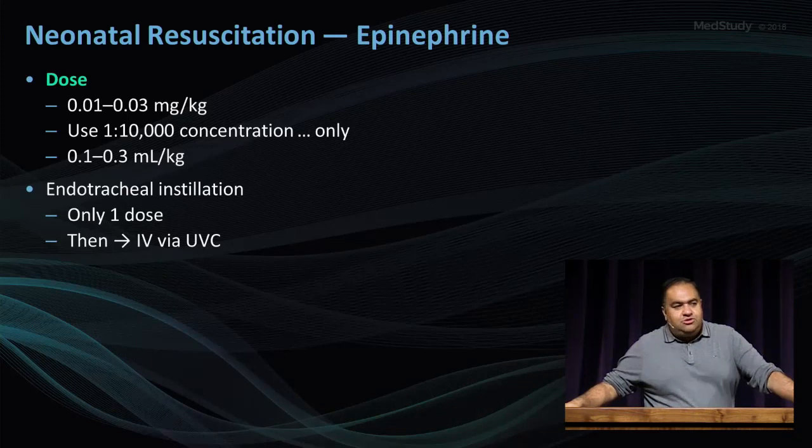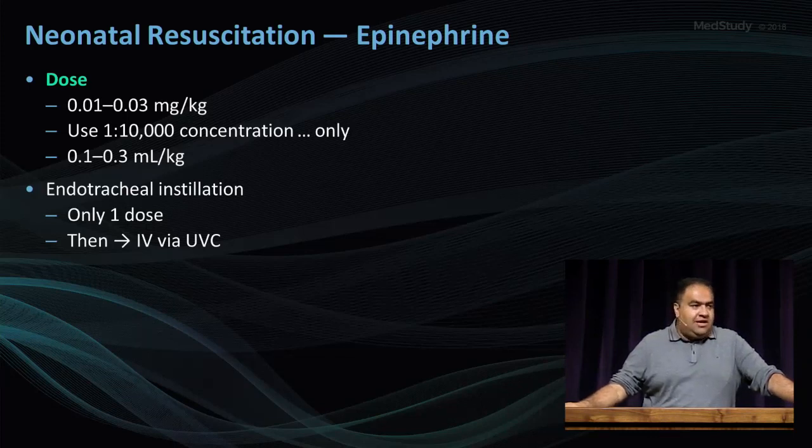We don't really use endotracheal administration of epinephrine unless we are desperate. It's best to put it in an IV if you can, a low-lying UV or an IO. If not, and you're desperate, then you put it into the endotracheal tube.